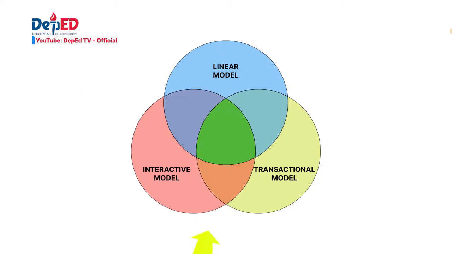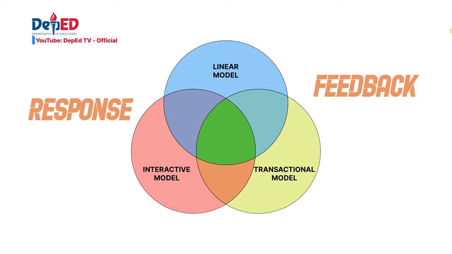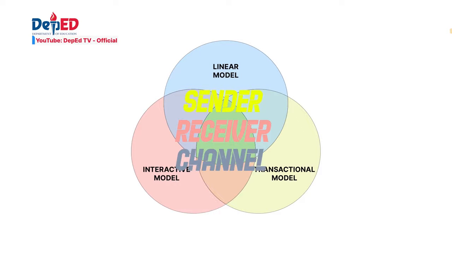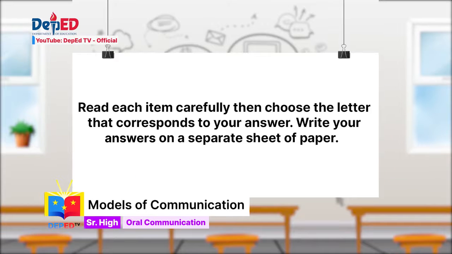Interactive and transactional model are similar in terms of feedback. Both these models of communication require a response. Lastly, all three models of communication require the three basic elements of communication in order to work: the sender, receiver, and channel. Read each item carefully, then choose the letter that corresponds to your answer.